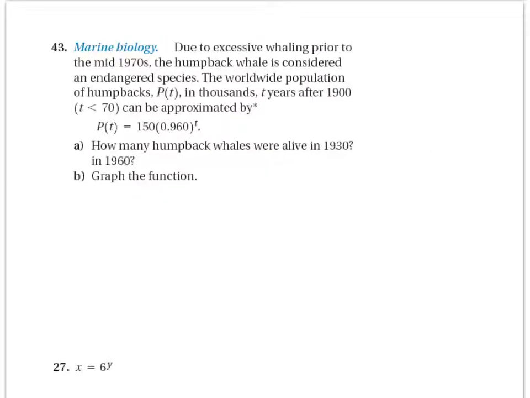Hopefully we do all of it. All right, so due to excessive whaling prior to the mid-1970s, the humpback whale is considered an endangered species. The worldwide population of humpbacks, P of T in thousands, T years after 1900, can be approximated by the given function. How many humpback whales were alive in 1930 and how many in 1960? And then we want to graph it.